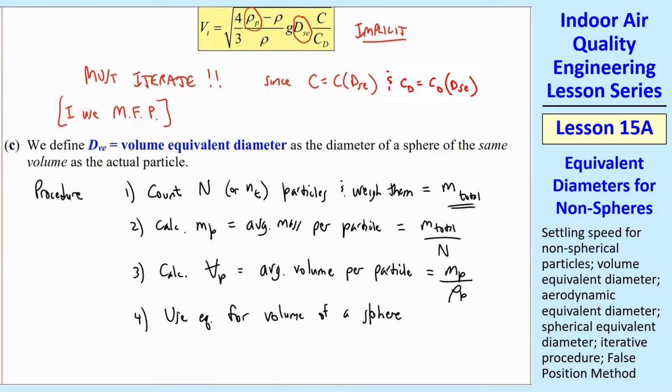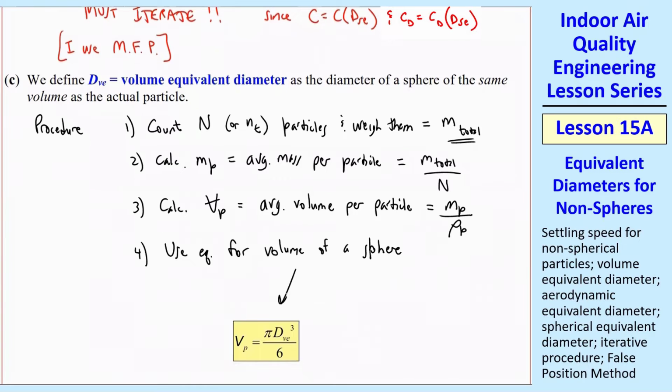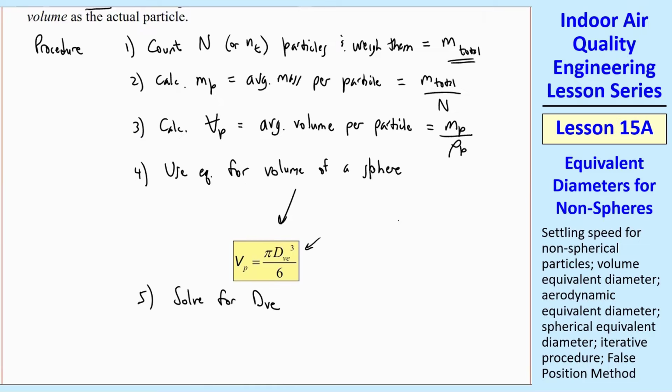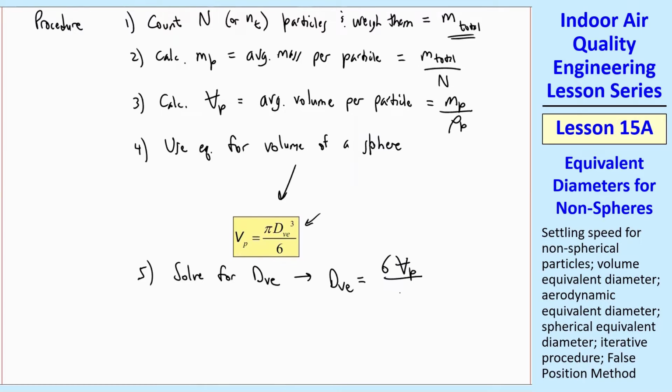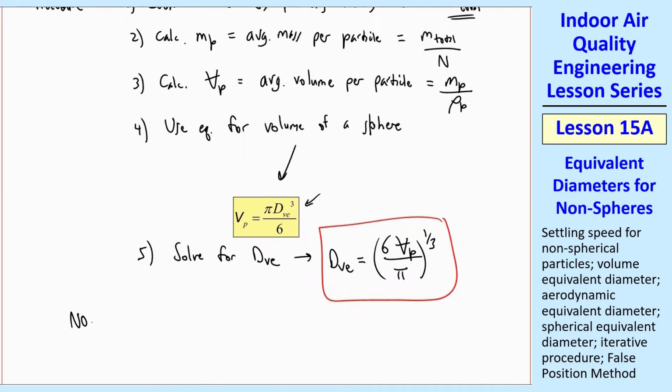Now we use the equation for volume of a sphere, which I conveniently happen to have typed up here. So the volume of the particle is pi DVE cubed over 6. I'm using this volume equivalent diameter, DVE, as the diameter of my sphere, of course. And then we just solve for DVE. And this one's pretty trivial. You get DVE equals 6 VP, volume of the particle, over pi, and that whole thing to the 1/3 power. And the nice thing about this equivalent diameter is there's no iteration required. This is an explicit equation. So that's the easiest one.